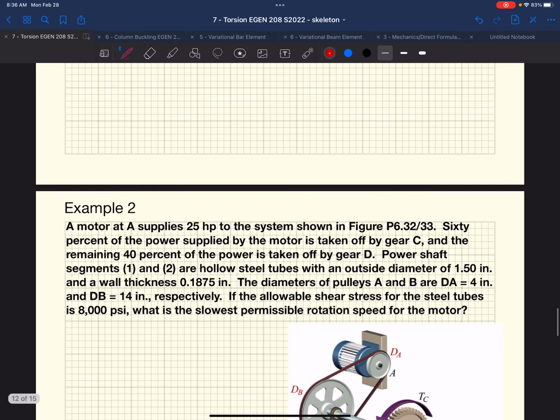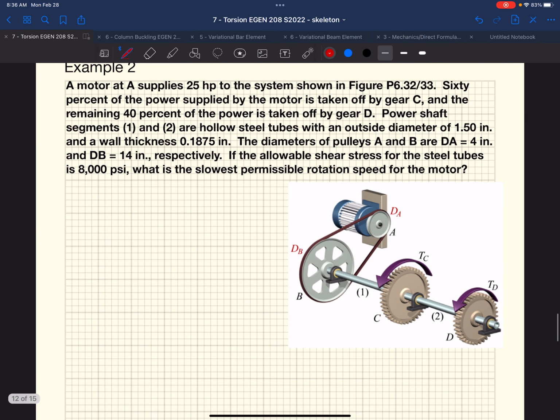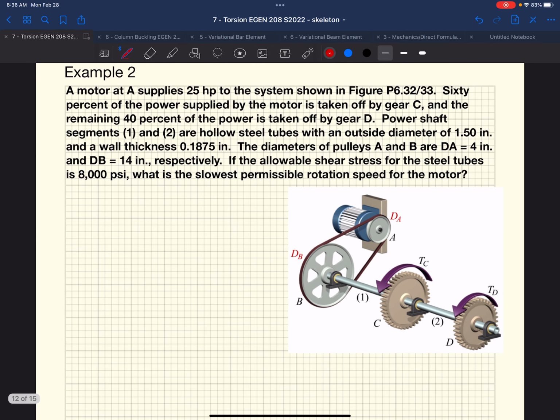Similarly, we can work backwards, right? And now we're going to say, okay, what's the slowest permissible rotational speed for a given motor? So in this case, we have a motor at A. It's supplying 25 horsepower, okay? 60% of that power is taken away at gear C, and the remaining 40% is taken away at gear D.